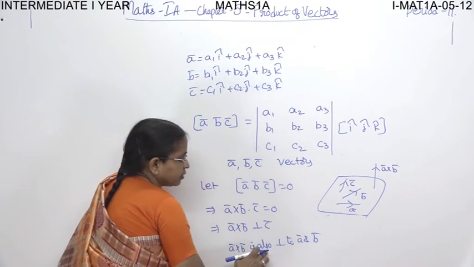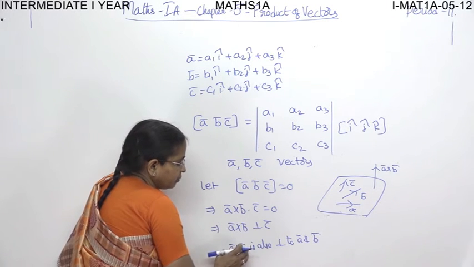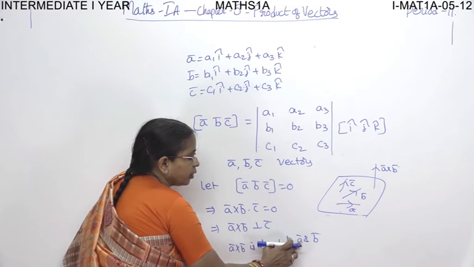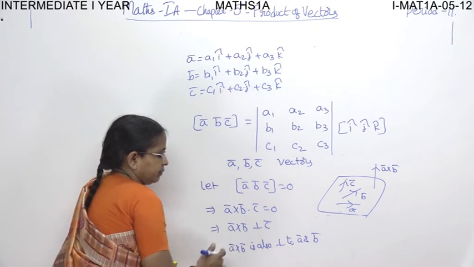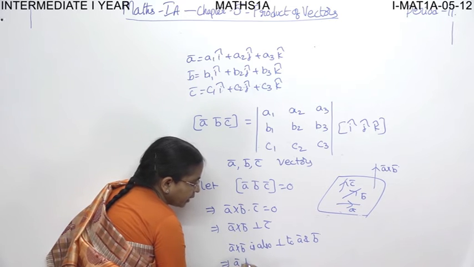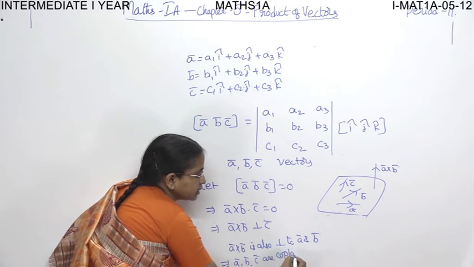A cross B is also perpendicular to A and B. A cross B is perpendicular to C. That means A cross B is perpendicular to all of A, B and C. So that means A, B, C are coplanar. They lie in the same plane.